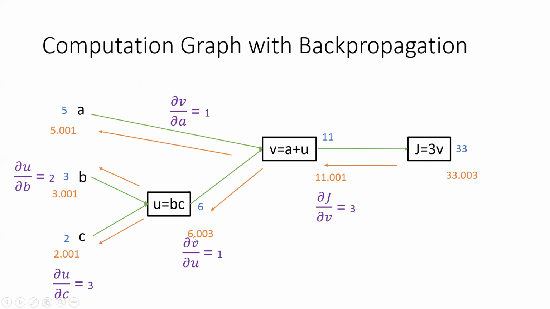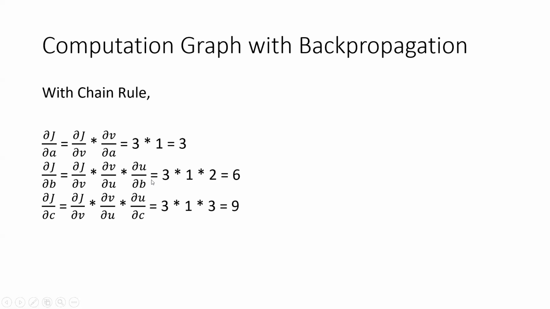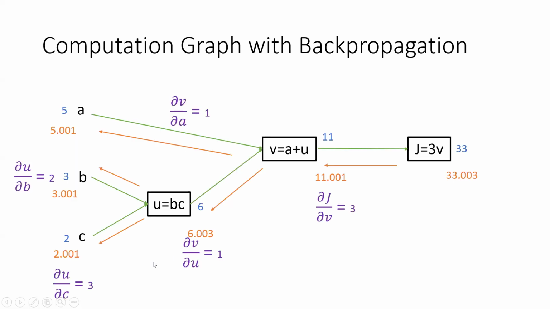∂J/∂b is ∂J/∂v times ∂v/∂u times ∂u/∂b, right? So once you multiply these terms, you can get the value for ∂J/∂b, right? Here you can see 3 times 1 times 2 is 6.